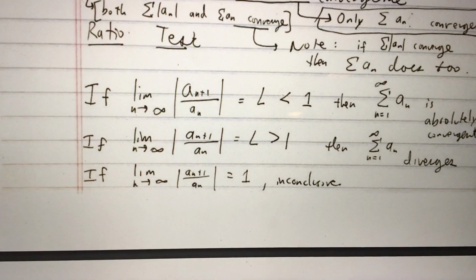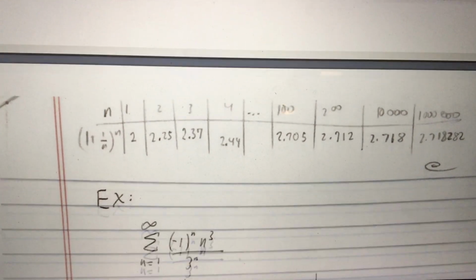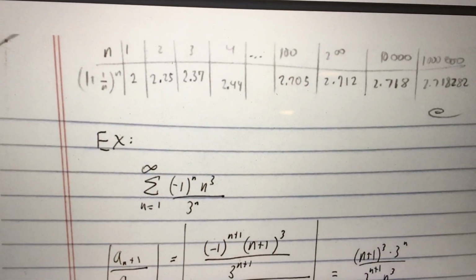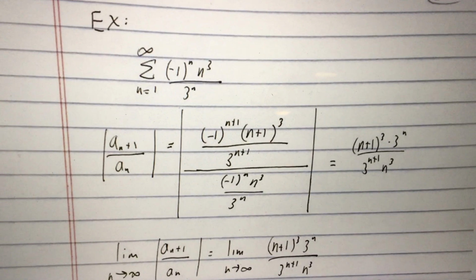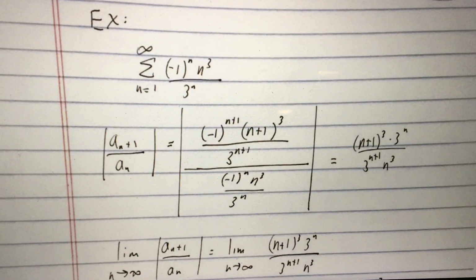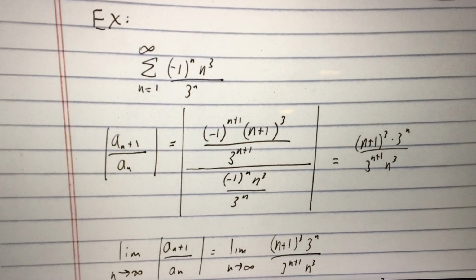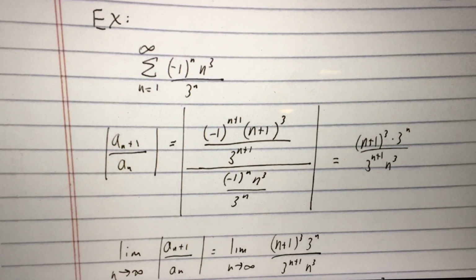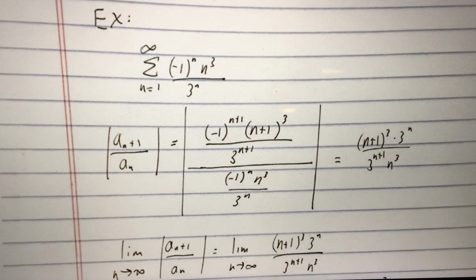I think we have some examples of this here next. Okay, I'm going to come back to that interesting looking table at the top. That's for a problem further down. So here's an example though. N equals 1 to infinity, negative 1 to the n cubed over 3 to the n. Now these tests, typically I'll tell you which one to use. I'll say try using the ratio test, and then you'll know what to do.